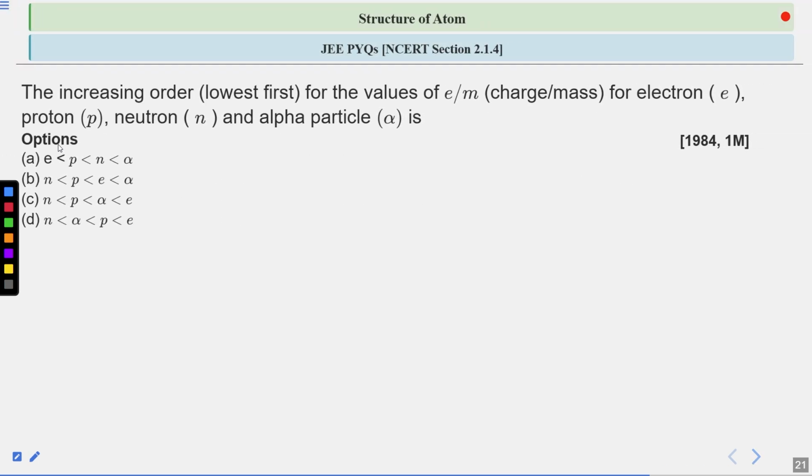Then we have our next question. The increasing order for the value of e/m for electron, proton, neutron, and alpha particle is. Now this one is a good one to solve. You just have to be clear about the mass and the charge. Just try to take the relative charges and the relative masses rather than the absolute ones, so that it will be easy to solve. Your time starts now.